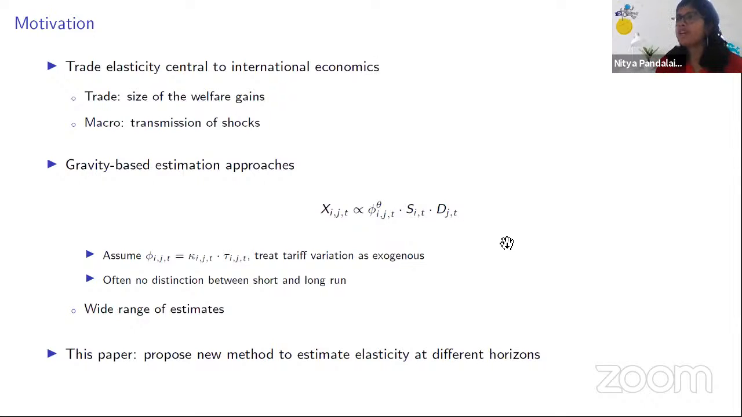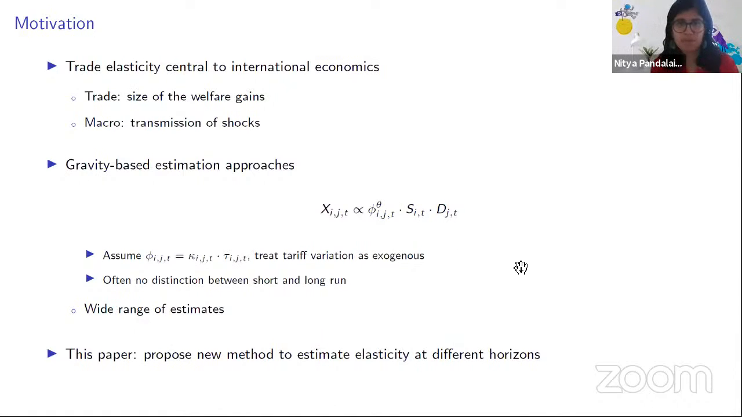The common approach when using the gravity equation to estimate the trade elasticity is to assume that these bilateral trade costs are multiplicative in tariffs and non-tariff barriers, and then to treat the tariff variation as exogenous and observed, and then estimate this equation. So we're going to argue that this is problematic, that we should be thinking carefully about what variation we use to estimate this equation.